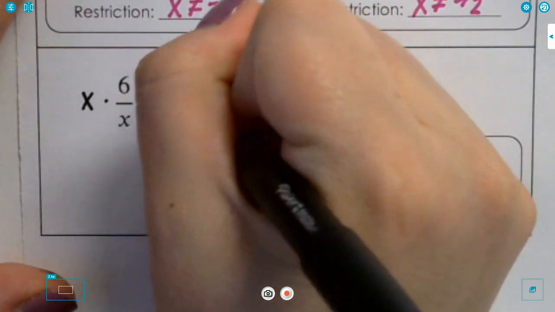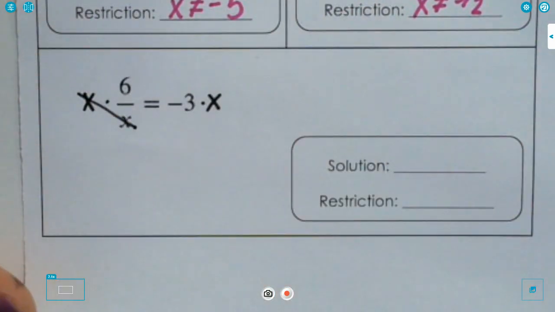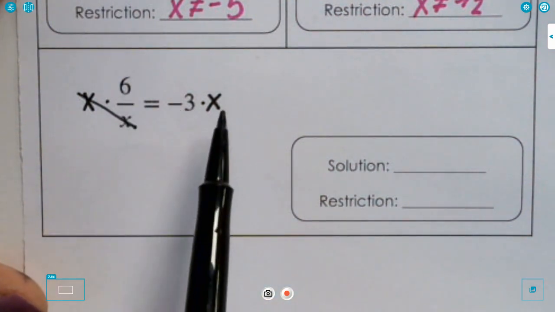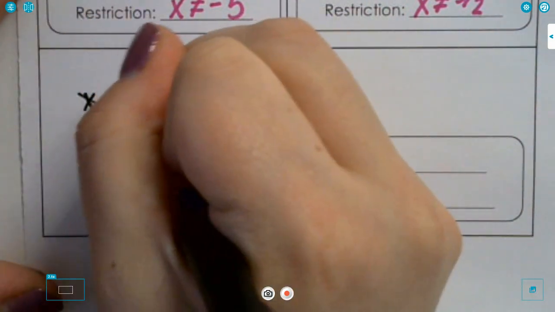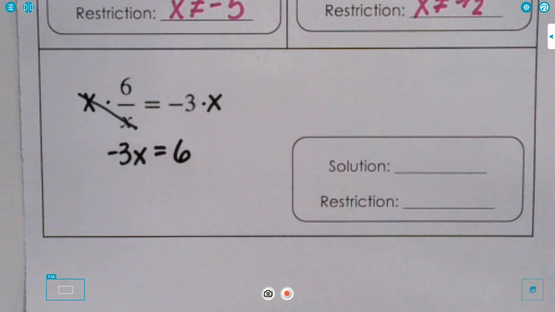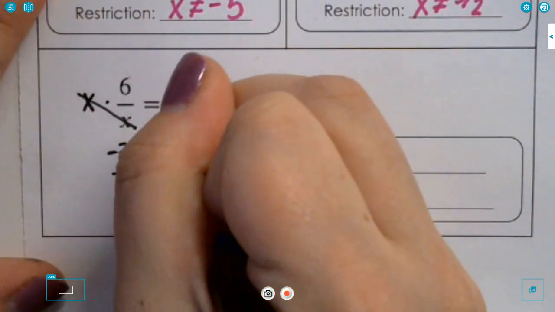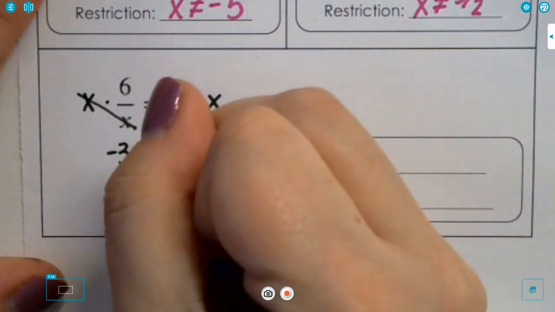And this one, we don't need those parentheses, since there's nothing for the parentheses to hold together, because it's just x. These x's cancel. So then we've got 6 equals negative 3x, or we can flip that around and have negative 3x equals 6. So we'll solve this for what x does equal by dividing both sides by negative 3. We'll get x equals 6 divided by negative 3 is negative 2.